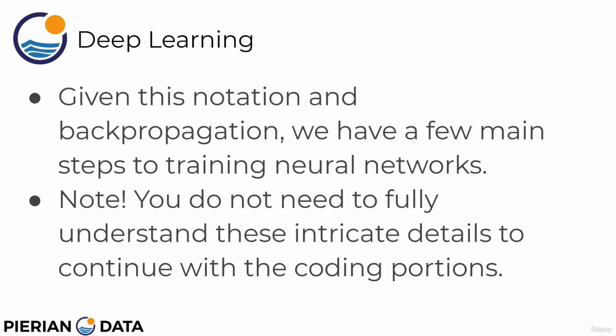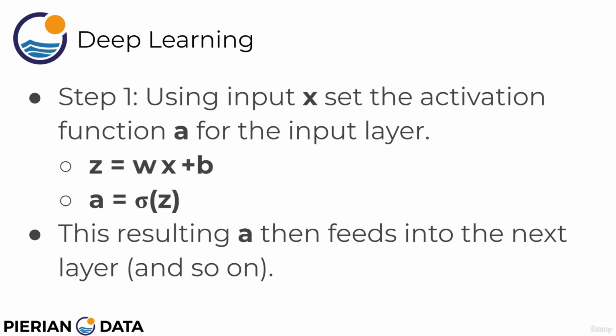So given this notation and backpropagation, we just have a few main steps to training neural networks. Now note again, you don't need to fully understand these intricate details on calculus or the notation to continue on with the coding portions of this course. Let's review now the actual learning process for a network. We start off with just a very basic feed-forward process that we're already familiar with.